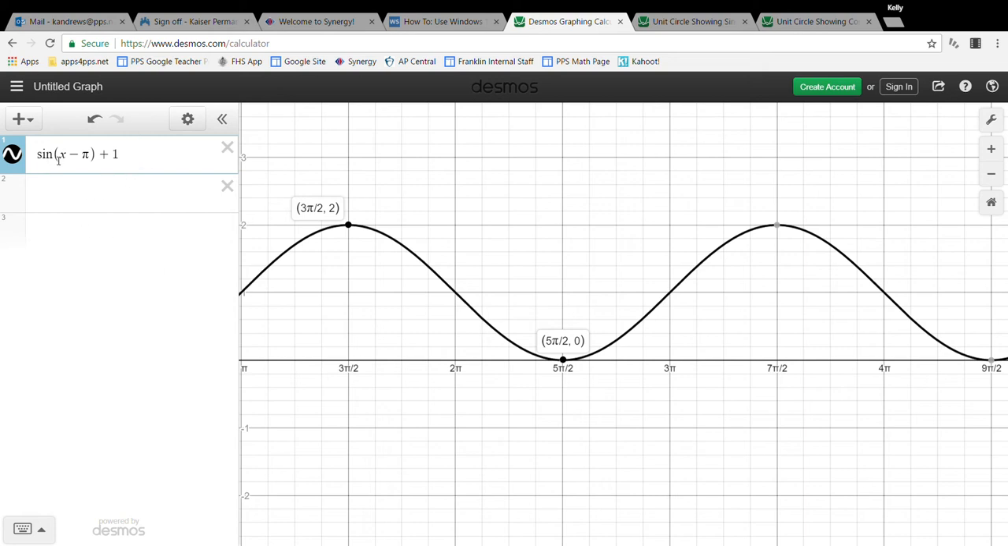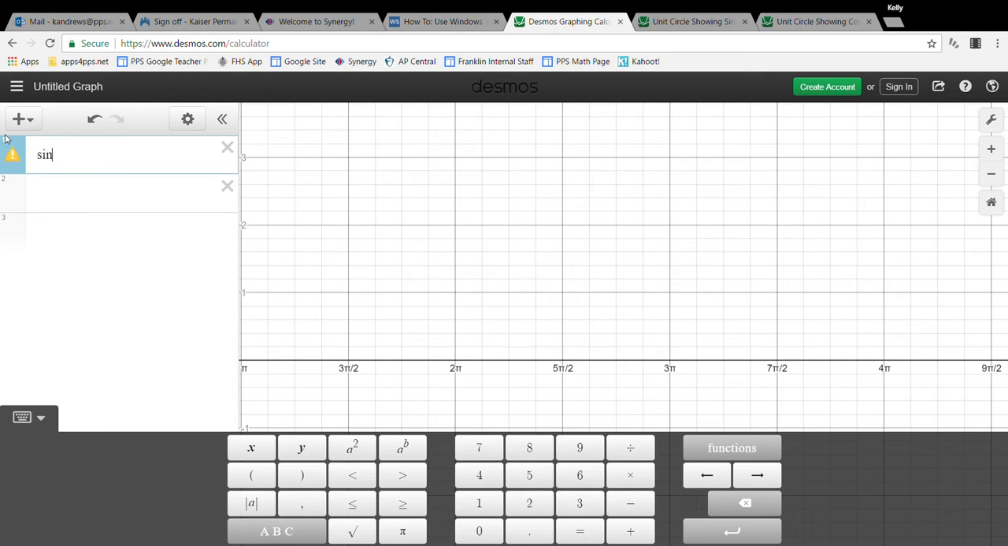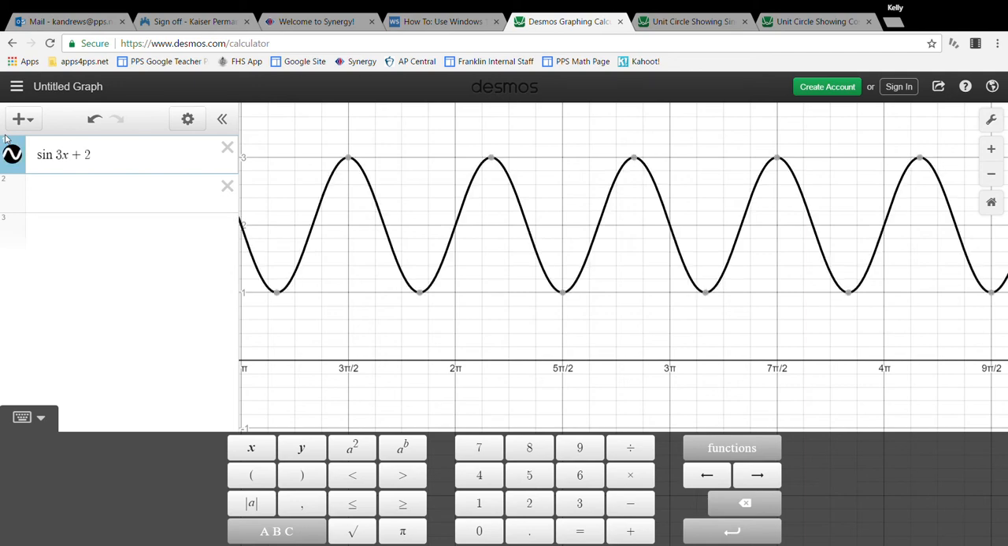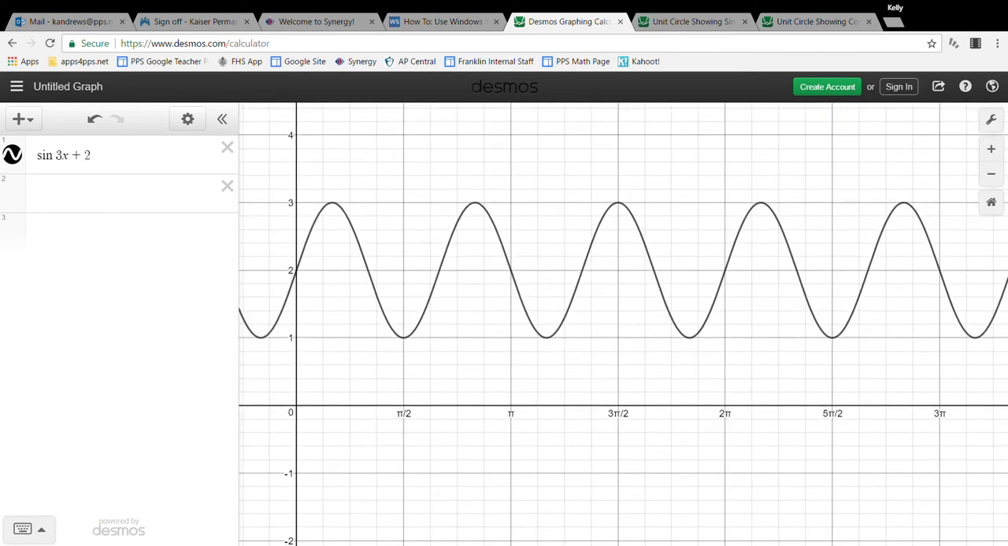If I just change to sine 3x plus 2, I have changed both my period length, so my frequency is now 3, as well as moved that up to a midline of 2. So what I would want to draw, if I were graphing this myself, I would draw that midline at y equals 2, and then I'd build it around it. I'd put my starting point at 0, and then I'd put my ending point at 2 pi.